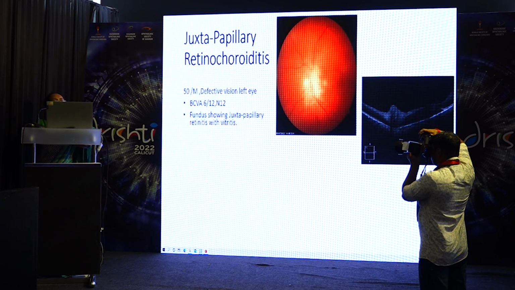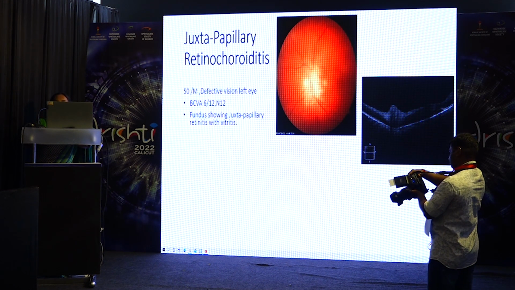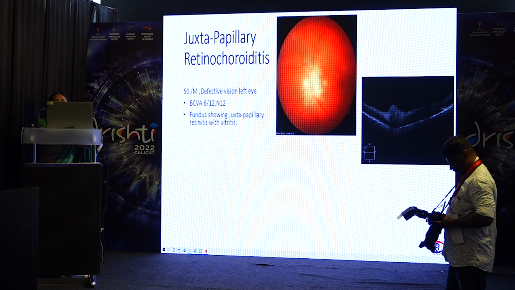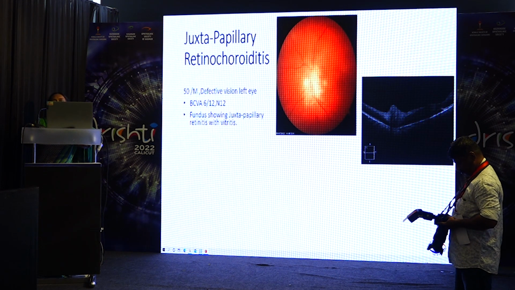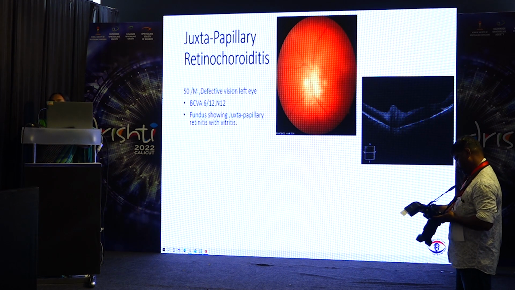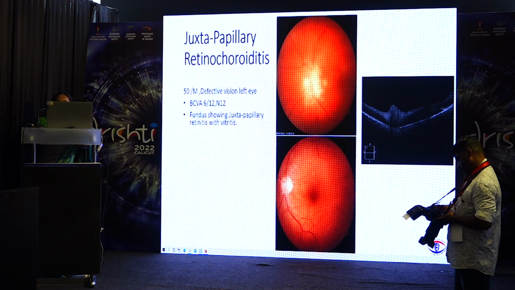Next is juxtapapillary retinochoroiditis. This 50-year-old male came to us with defective vision in the left eye. His best corrected visual acuity was 6/12 N12 and fundus showed juxtapapillary retinitis with vitritis. At the time of presentation, his OCT showed full thickness retinitis with a small neurosensory detachment. He was treated with anti-toxoplasma drugs and also systemic steroids and he resolved fully.